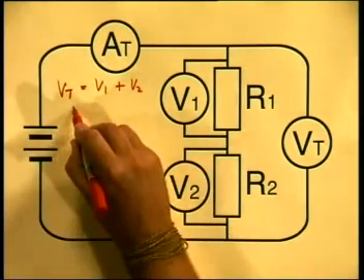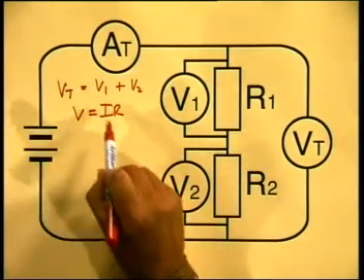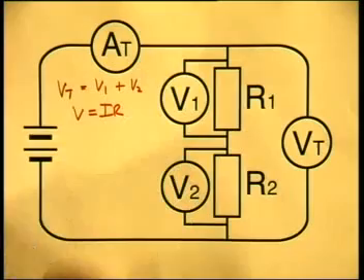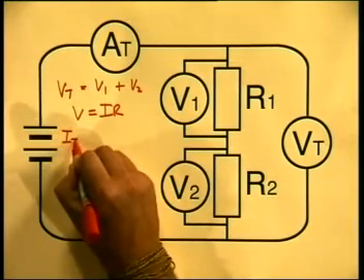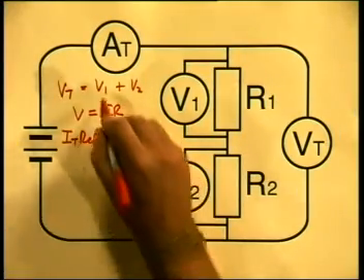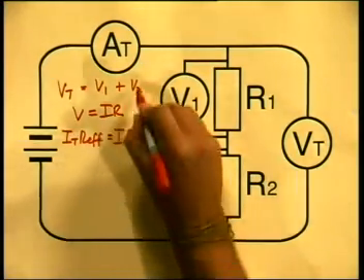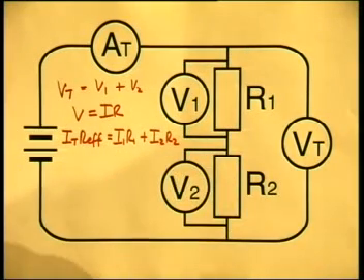Now we know that V is equal to I times R. So let's substitute the values of I times R for V in the above equation. So V total will then be I total times R effective is equal to V1, which will be I1 times R1, plus V2, which is I2 times R2.